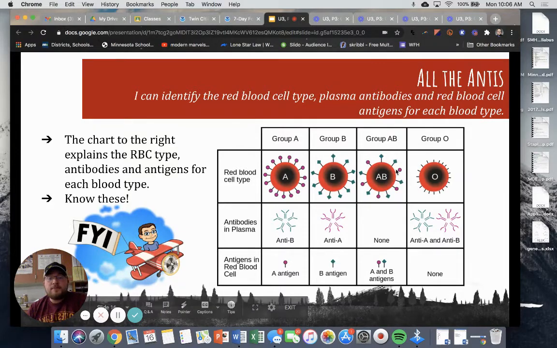Group AB is going to have a blood type of AB, obviously. They're not going to have any antibodies, and they're going to have A and B antigens. And the O's are going to be red blood cell type O. They're going to have both anti-A and anti-B because they don't have any antigens in their blood.